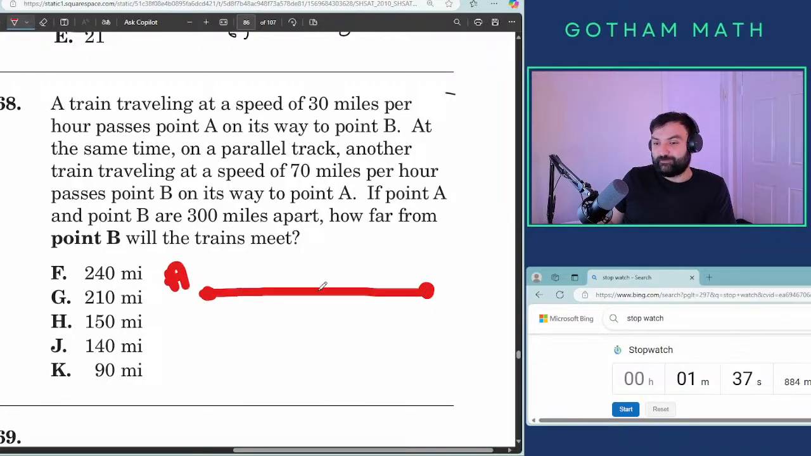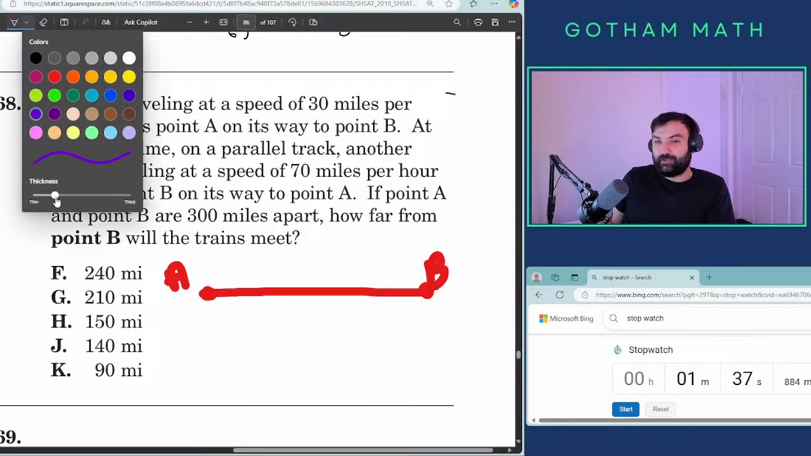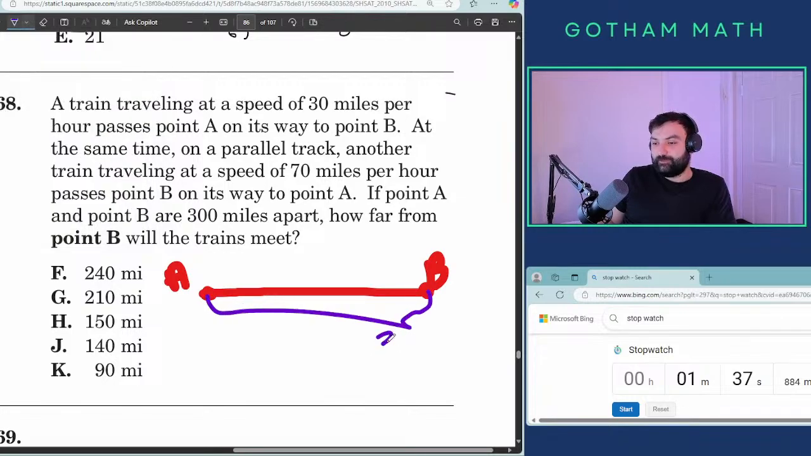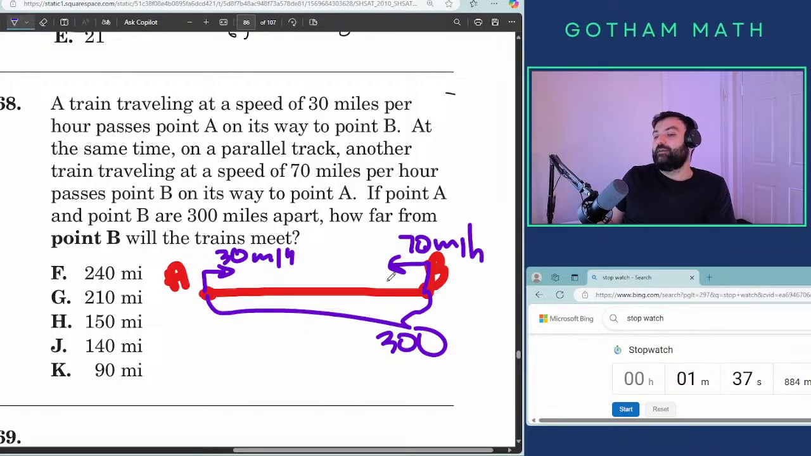The whole shebang. So point A, point B, and the whole distance is 300, right? One train is moving there at 30 miles per hour, and another train is moving that way at 70 miles per hour, and they will meet in some amount of time.